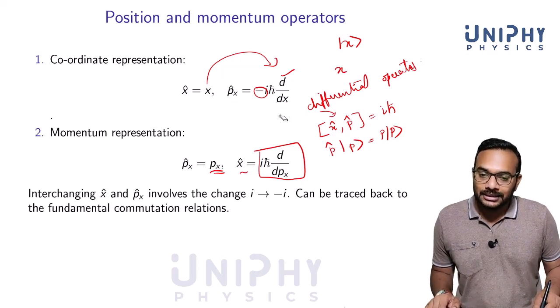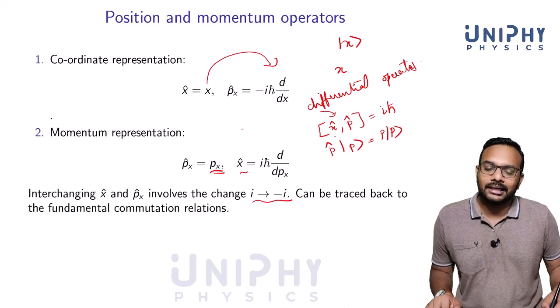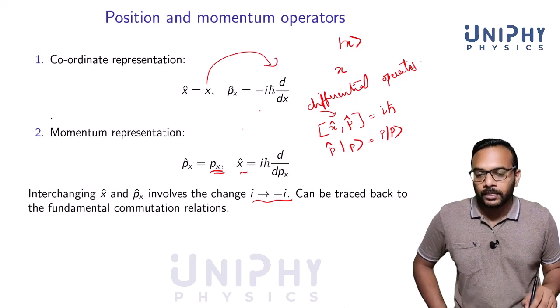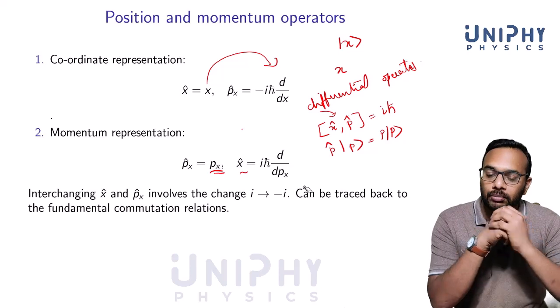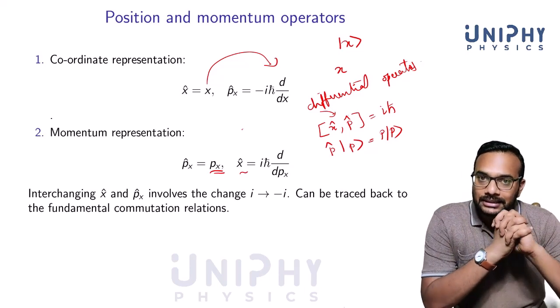So you see that when you go from x to p_x, i has to be changed to minus i. You can again see that only then the commutation relations will be satisfied. So when you go from x to p_x, it involves a change of i to minus i. So you can trace it back to the fundamental commutation relations.